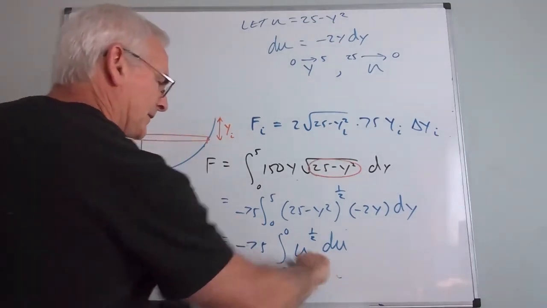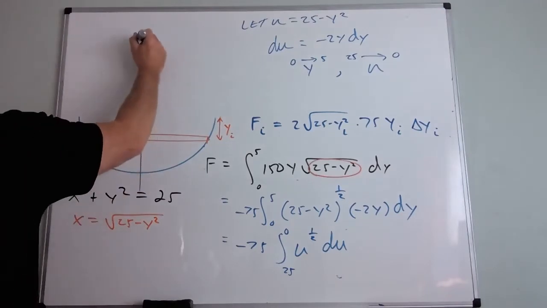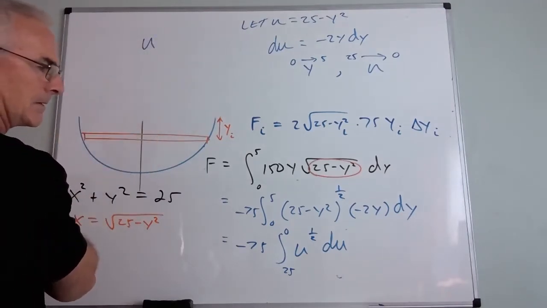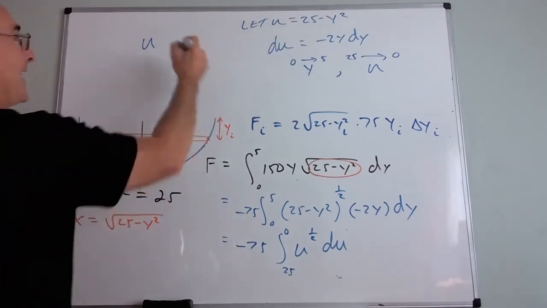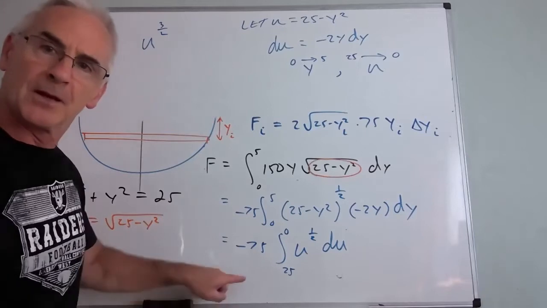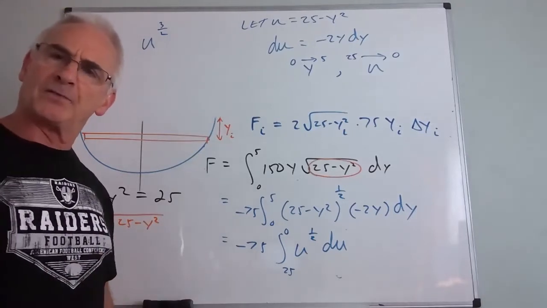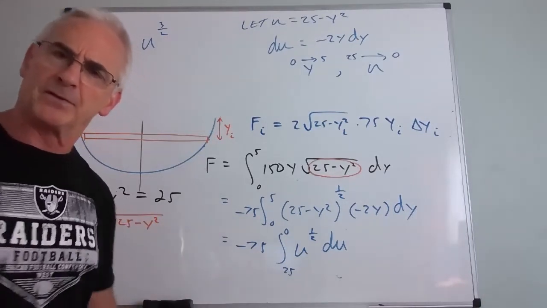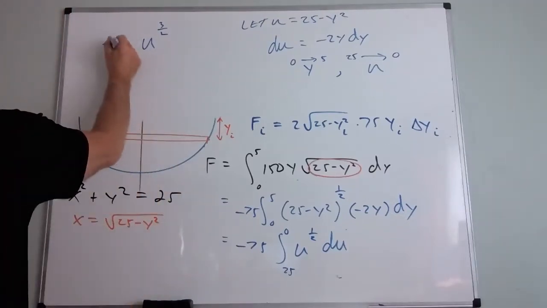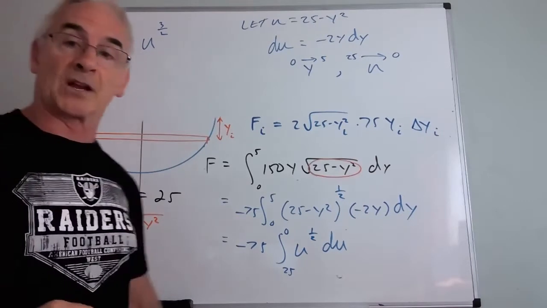The antiderivative of u to the 1/2 is u to the negative 1/2. Oh, 3/2. Wrong way. 3/2 times 2/3. But I already had a negative 75. What's 2/3 of negative 75? It's a nice number. Negative 50 u to the 3/2 from 25 to 0. Negative 50. Now, by the way, this is where I always recommend people stop.